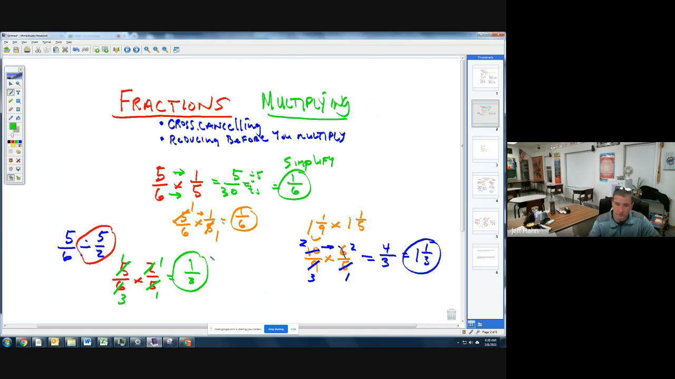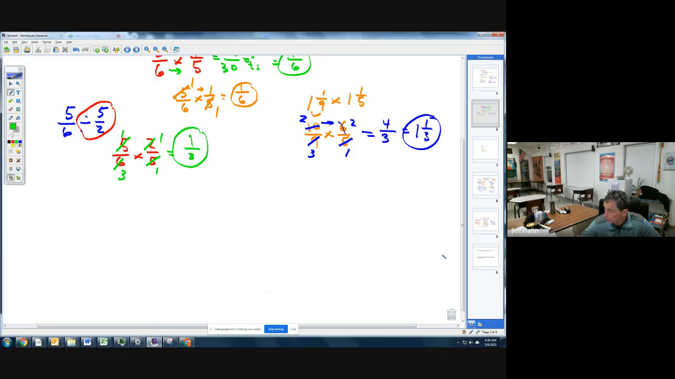Let's look at just a couple more. Hopefully you kind of get the gist. It's something that'll help you forever. 1 1/2 times 2 1/3. Again, remember, we need to make them improper. You can't just multiply the way they are. 1 times 2 is 2 plus 1 is 3 halves. 2 times 3 is 6 plus 1 is 7/3. So 3 halves times 7/3.